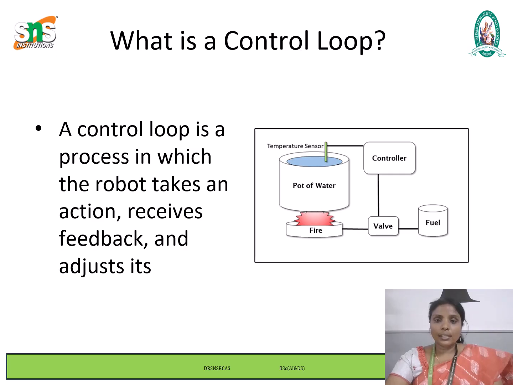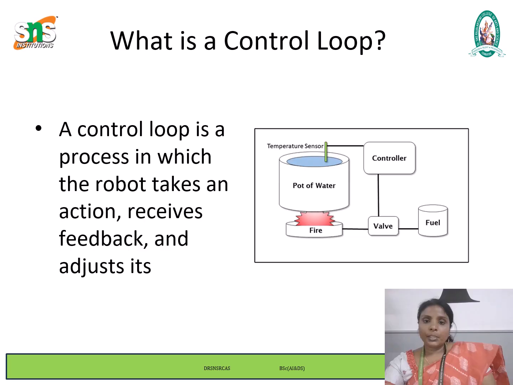Here the diagram represents the temperature control. The temperature sensor sends its reading to the controller, and the controller sends the signal to the valve. This is an example of a process where the robot takes an action, receives feedback, and adjusts.